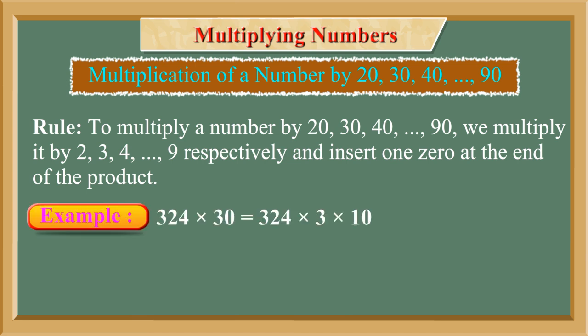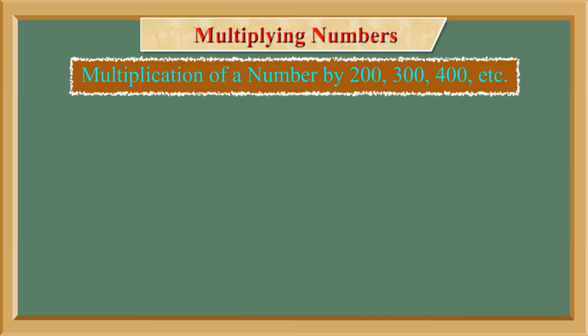Example: 324 multiplied by 30 is equal to 324 multiplied by 3 multiplied by 10. 324 multiplied by 3 is 972. Multiplied by 10 is equal to 9720.